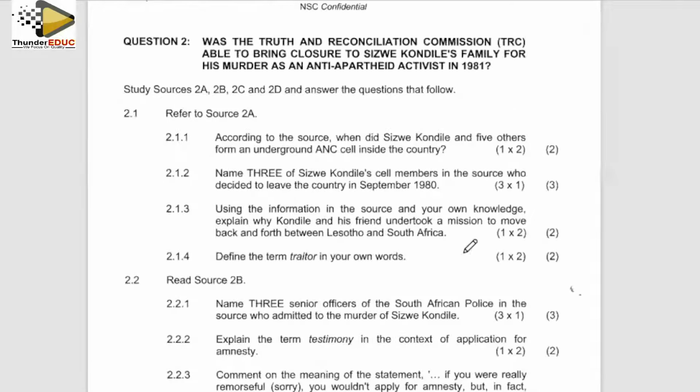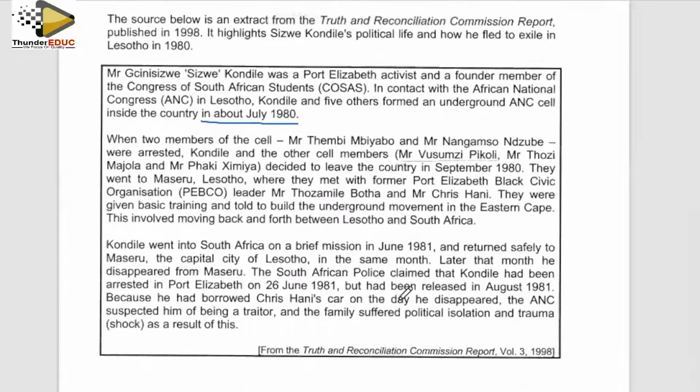Question 1.2.2. Name 3 of Sizwe Kondile's cell members in the source who decided to leave the country in September 1980. Right, we want 3 of Sizwe Kondile's cell members in the source who decided to leave the country in 1980. It's an extraction. We just want those 3 individuals. Right. It says here when two members of the cell, Mr. Tembi Miyabo and Mr. Nangamson Dube were arrested, Kondile and the other cell members, in brackets, decided to leave the country in September 1980, which means those ones in the brackets are the ones who left the country in September 1980. Right. It talks about Mr. Vusimuzi Pikoli. It talks about Mr. Tozi Majola and Mr. Paki Shimia. Those are the 3 individuals, as indicated in the source. It's just extraction. Right, the next one.